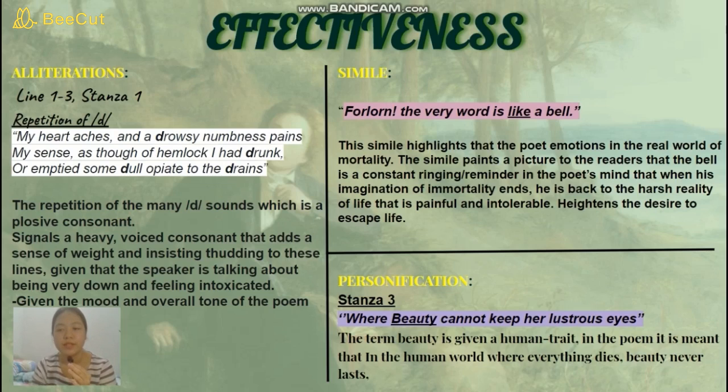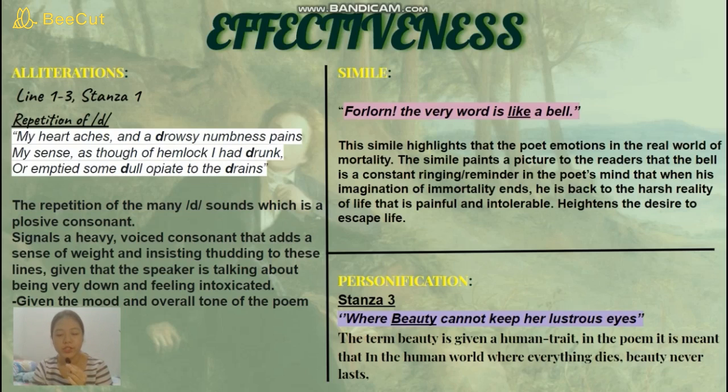It paints a picture to the readers that the bell is a constantly ringing reminder in the poet's mind that when his imagination of immortality ends, he is back to the harsh reality of life that is painful and intolerable. When we analyze the poem, it is clear that the poet is trying to paint a vivid image in the reader's mind that he is constantly feeling abandoned or lonely in this world of mortality. That feeling heightens the desire to escape life. Therefore, he included the very word is like a bell, which is constantly a reminder in his head.